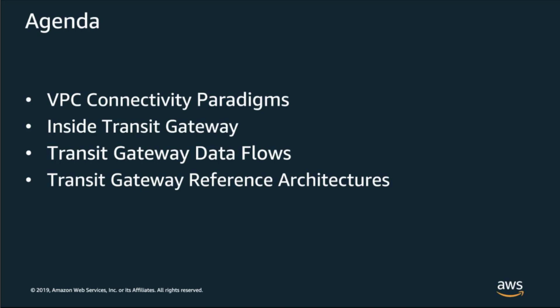We'll then dive into Transit Gateway, one of the products we launched at re:Invent last year. We'll then talk about Transit Gateway data flows and how that works and how you can segment your networks and do some pretty interesting things right out of the box. And then we'll go into some Transit Gateway reference architectures, how you can take these core concepts and build some really complicated and interesting data flows and really improve the way you're designing your traffic today.